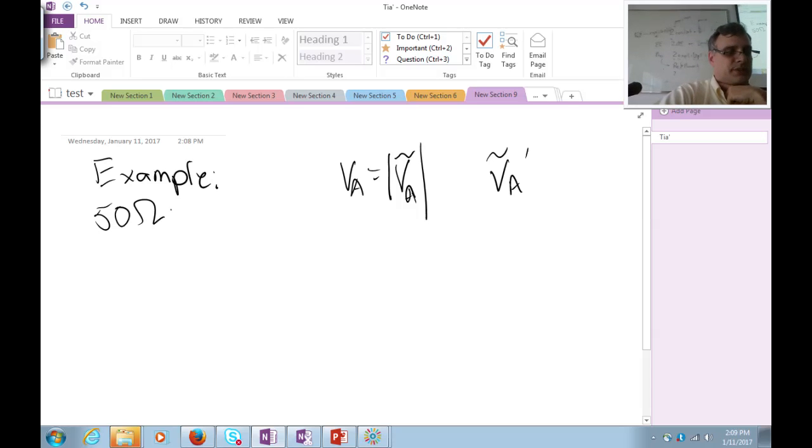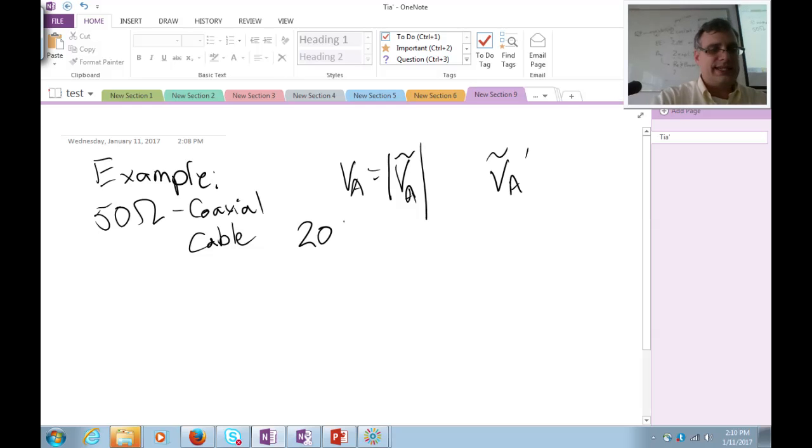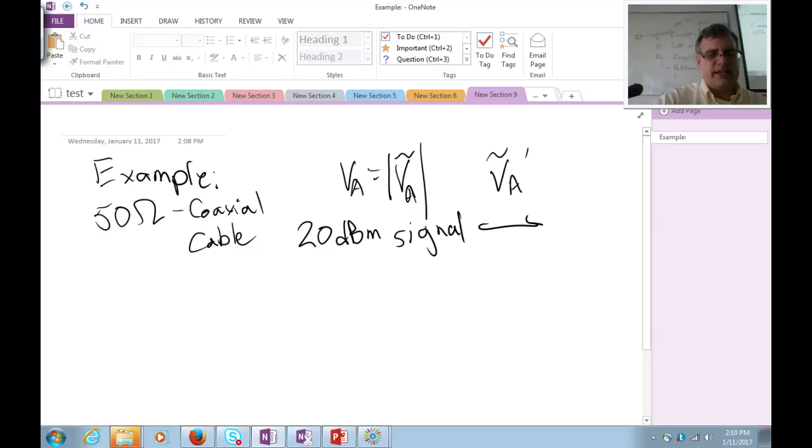So it's a good distinction because it comes up in our 50 ohm coaxial cable problem. So here's our problem. We've got a 50 ohm coax and there's a 20 dBm signal traveling down the line. What is dBm? Decibels, but what does the little m stand for? Milliwatts. You're right.